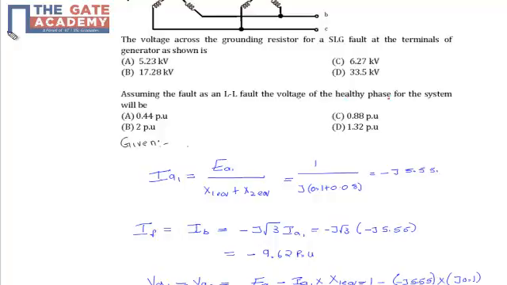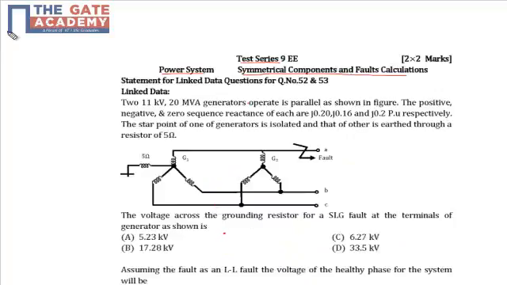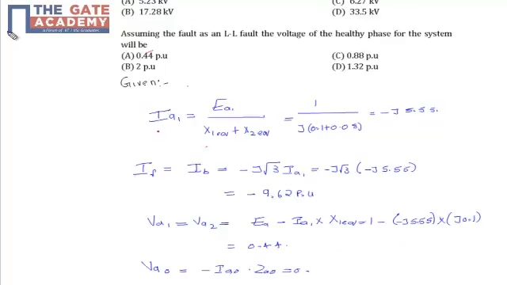The voltage of the healthy phase for the system, when it is a line to line fault, is what we have to find. So for the line to line fault, first we will calculate the value of IA1, that is equal to EA1 by X1 equivalent plus X2 equivalent. The value of EA1 is 1, X1 equivalent is j0.1 and X2 equivalent is j0.08. So we'll get the value of IA1 as minus j5.55.